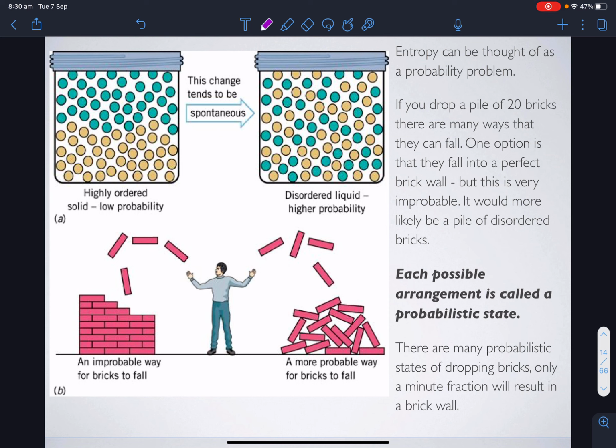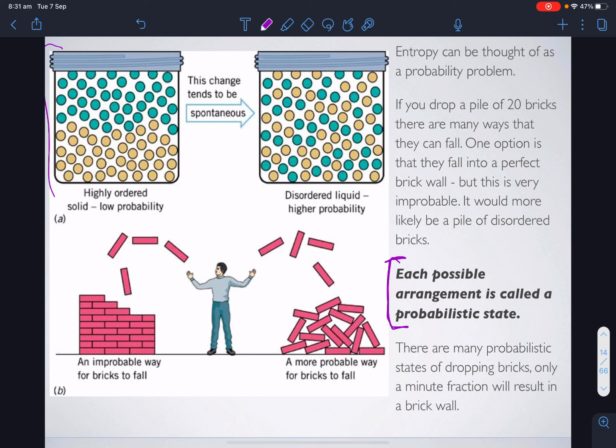But what's more probable is some random, disordered pile of bricks, okay? There are billions of ways that you can drop these bricks, billions and trillions of them, and only one, or very few, results in a brick wall, but many of them result in just a crazy pile of bricks, okay? Each of these possible end arrangements of the bricks is called a probabilistic state when we're talking about entropy and matter, okay? There are many ways of dropping bricks, and only a minute fraction, or one of them, will result in a brick wall, whereas most of them are just useless piles of bricks, okay?